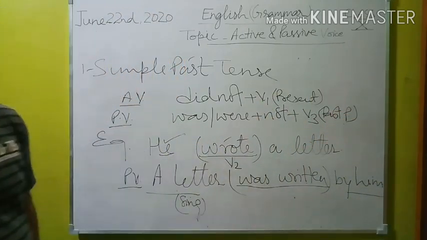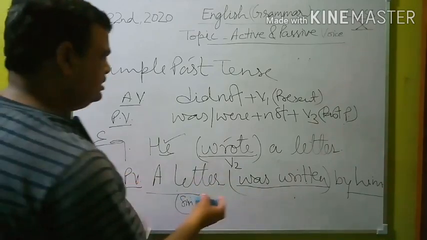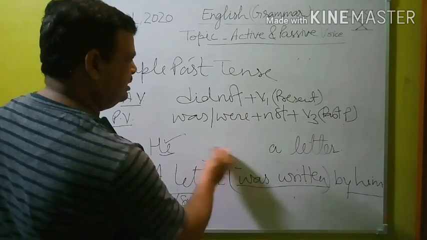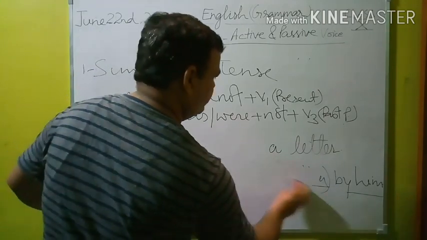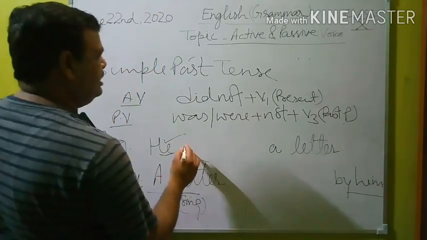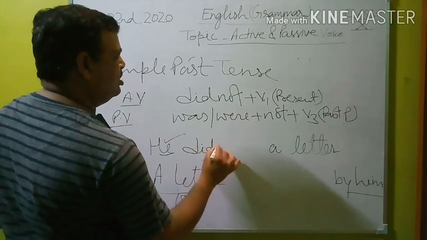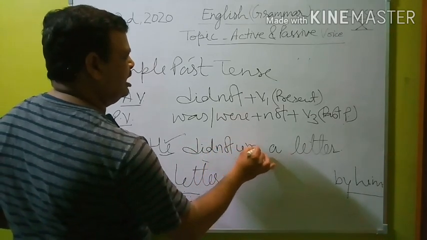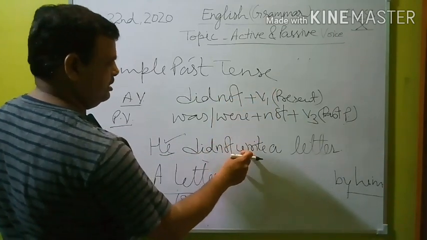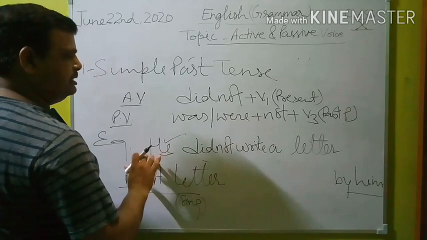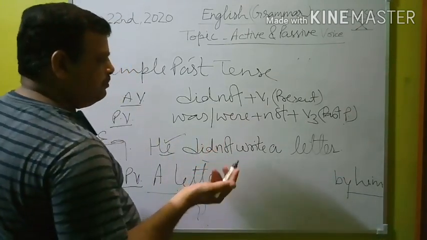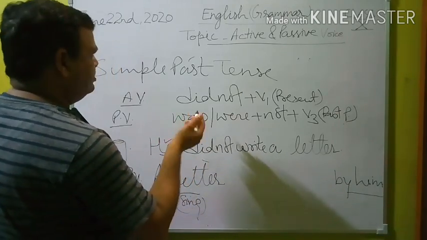Now let us see how we write the sentence here. I take the same sentence, I write it in the negative form. Here also I will erase the verb. He did not write. You can see did not, and then the first form of the verb is write. He did not write a letter. This sentence is the negative sentence of active voice of simple past tense.